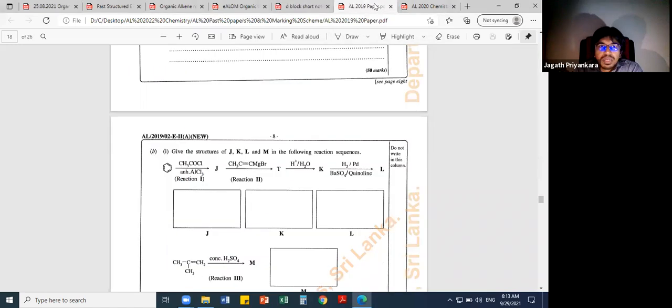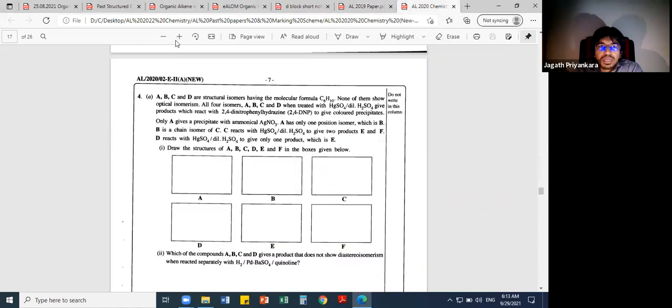2020 A-level paper. You can see they have given structural isomers having molecular formula C6H10, and then, name, none of them show optical isomerism. All 4 isomers, that means there are other types of isomers. So it is treated with mercuric sulfate and H2SO4 to give products, which react with 2,4-DNP to give a colored precipitate. Only A gives a precipitate with ammonium nitrate, and A has one position isomer. Right? B is a chain isomer.